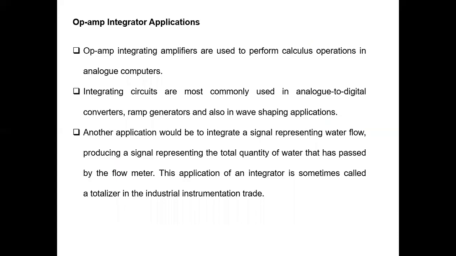So these are the applications of the op-amp. Op-amp integrating amplifiers are used to perform calculus operations in analog computers. Integrating circuits are most commonly used in analog to digital converters, ramp generators, and also in wave shaping applications. Another application would be to integrate a signal representing water flow, producing a signal representing the total quantity of water that has passed by the flow meter. This application of an integrator is sometimes called a totalizer in the industrial instrumentation trade.